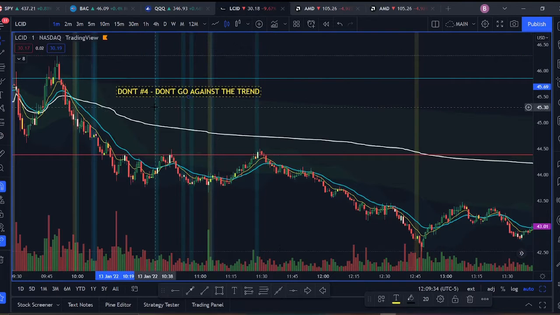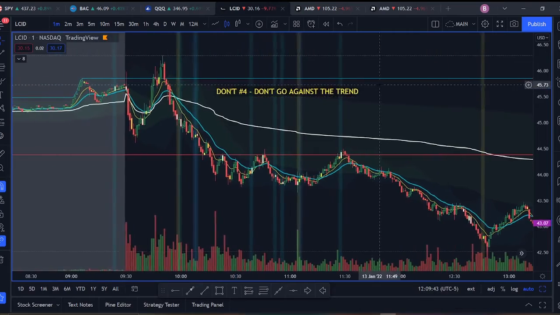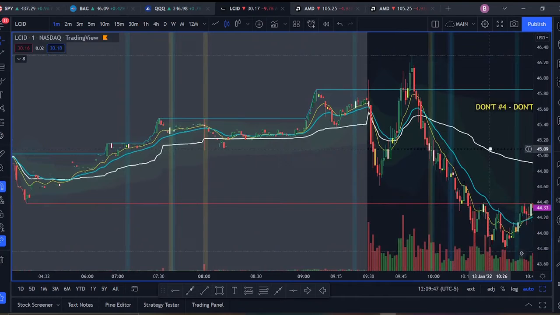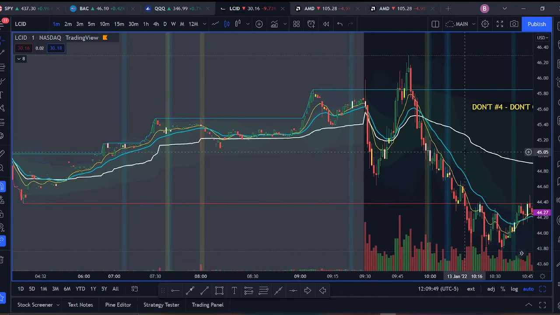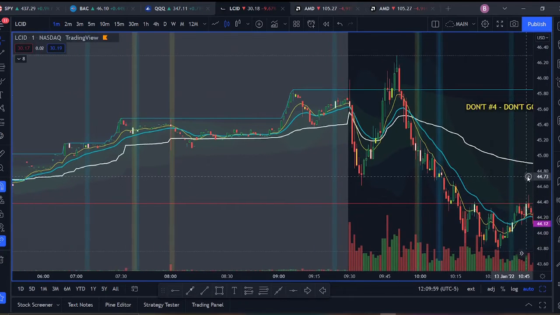Okay, number 4, don't go against the trend. So important as well. All of these are important. It's kind of like this. Obviously this is a downtrend, right? Big one right there. And you're like, oh, but wait, it's starting to go up. I think I'm going to go long here.